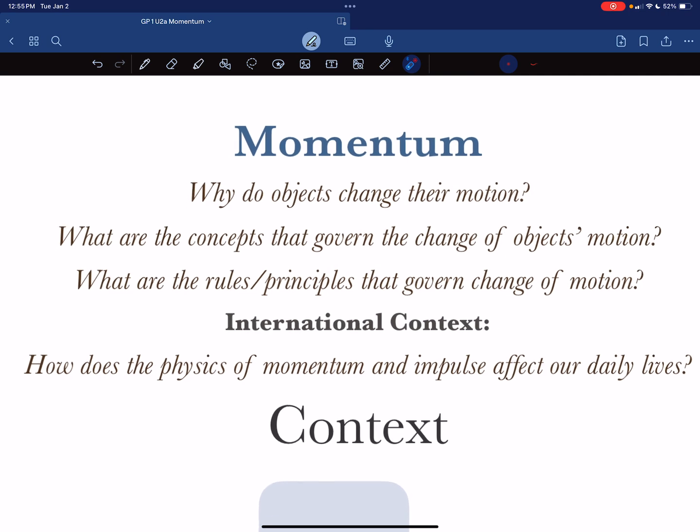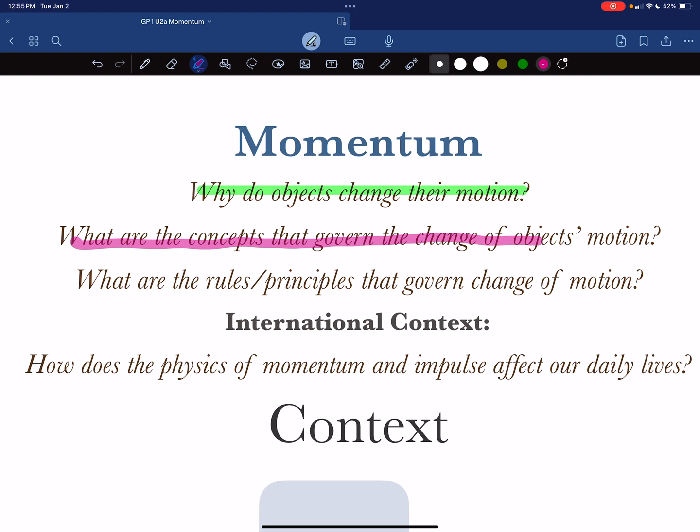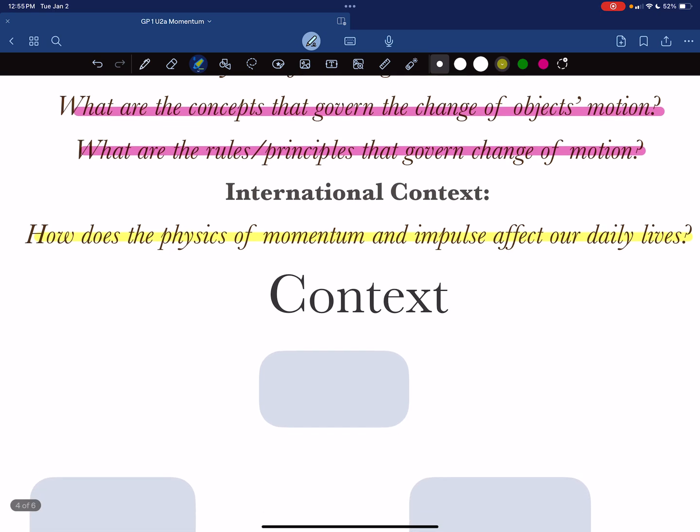So when we look at momentum, there's several questions that we will answer by the time we are done. The first of them is, why do objects change their motion? What are the concepts that govern the change in the motion? And what are the rules and principles that govern the change in motion? And in terms of its relevance, we already alluded to this, and that relevance is, how does it affect our daily lives? We already saw some applications of that already, from safety to athletics to space travel.